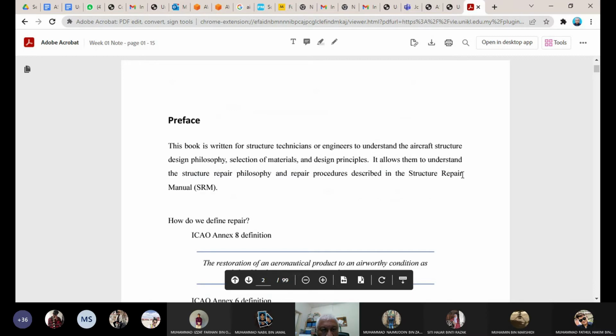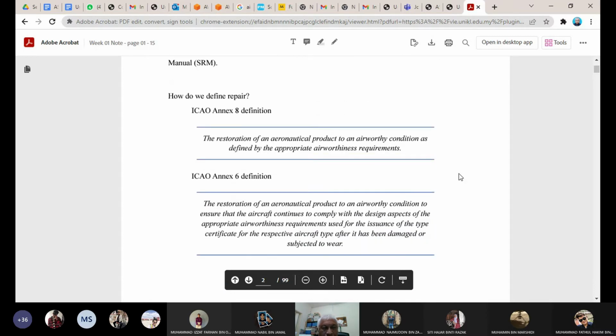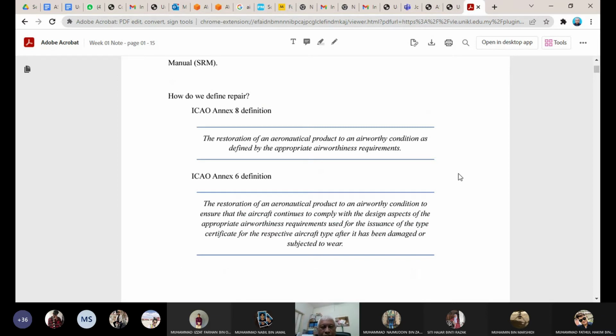Okay, let's look at what there is. Two annexes that we use in the aircraft industry: Annex 8 of the International Civil Aviation Organization and Annex 6. An annex contains standards and recommended practices for all the member states. All the states that become a country and become a member of ICAO, the International Civil Aviation Organization, have to follow the standard policy and recommended practices. Those are in the annexes.